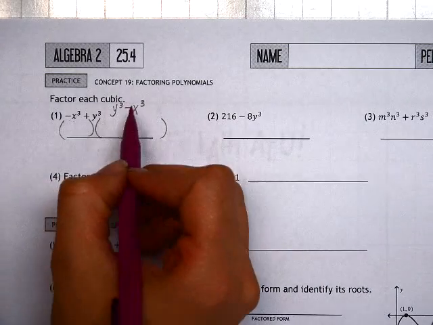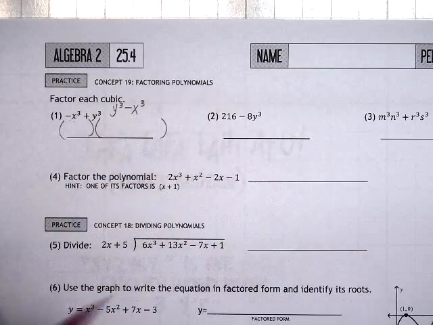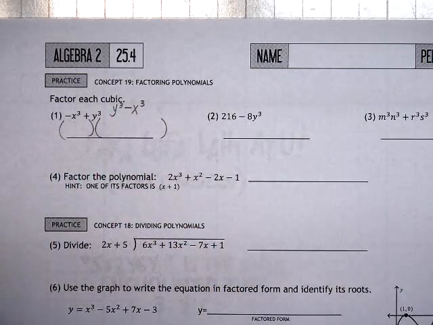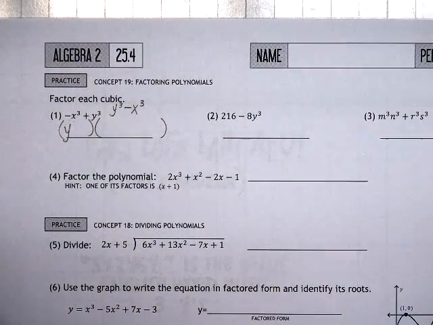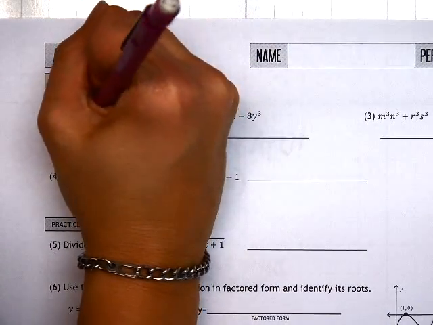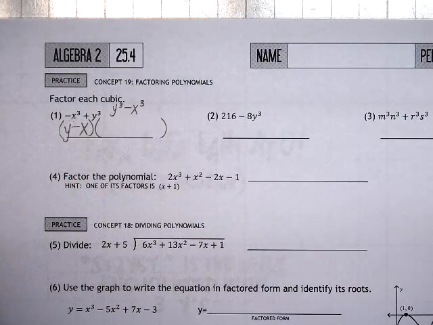It comes from the cube roots, or the numbers that we would have had to cube to get each of the 2 original terms. So since y times itself 3 times would be y cubed, the first term is y. Since negative x times itself 3 times would have been negative x cubed, that's our second term. So our short parentheses will be y minus x.